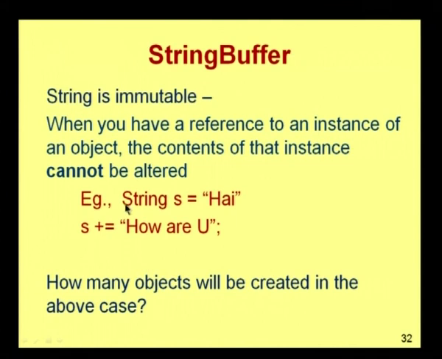One memory will be allocated for this s, and if I try to append to it, append is not possible, I cannot alter this content. So automatically a new string with the new contents, that is "hi how are you", will be created. It means we are creating 2 objects. How many objects will be created in the above case? 2 objects will be created, one for this string, and since I am changing a value, which cannot be altered for a string, a new object will be created.